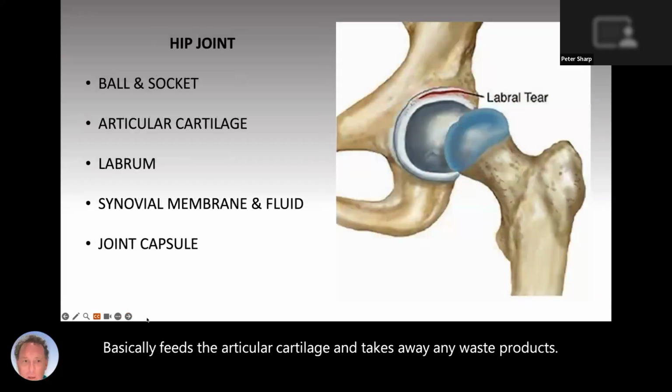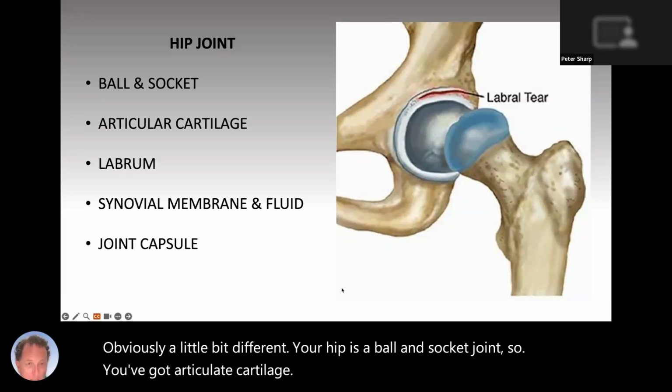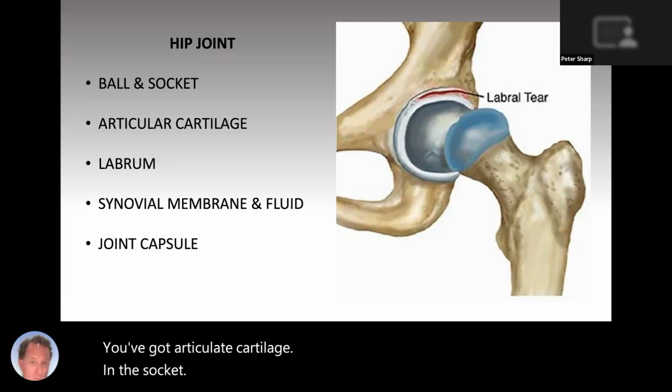We'll just have a quick look at your hip. Again, it's obviously a little bit different. Your hip is a ball and socket joint. So you've got a big ball and a big socket. Exactly the same as your knee, you've got articular cartilage covering the ball and the socket. And again, that's a smooth layer that allows the bones to move smoothly on each other.